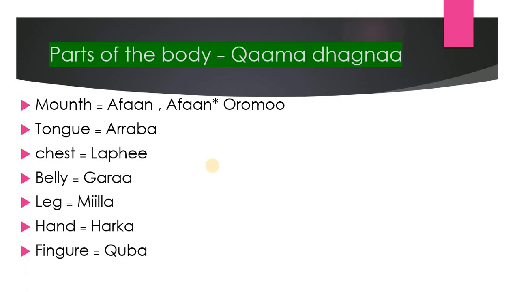Finger is Quba. I am not sure if you can pronounce the first sound. Ka, Kuba. It is not Kuba. It is not K, but this is Ku. You have to practice Kuba. The same here up here. Kama, Kuba. That's finger.